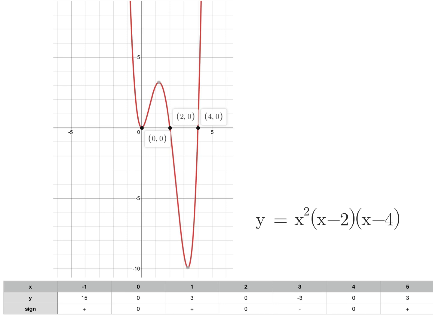The y value for 1 is 3, so that's a plus. The y value for 2 is 0. The y value for 3 is -3, so that's a minus. The y value for 4 is 0, and the y value for 5 is 3. So these are going to be important because when we're discussing where the curve is greater than 0, that's going to be where the y values are positive, and where it's less than 0 are going to be where the y values are negative.